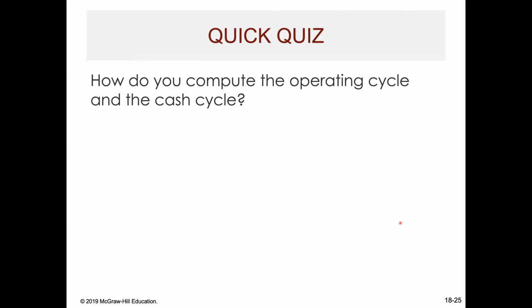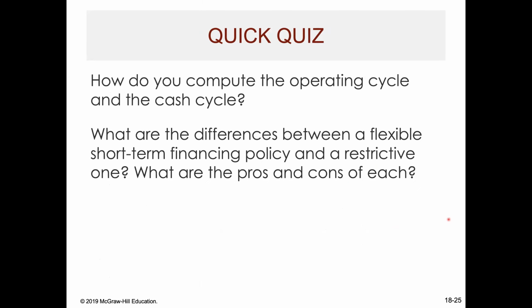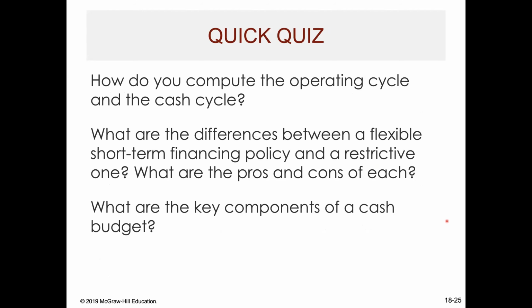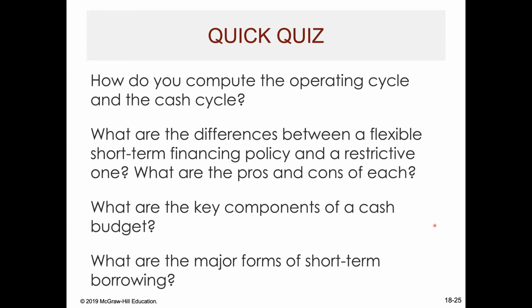I'd like you to, on your own, go through the quick quiz. First question, how do you compute the operating cycle and the cash cycle? Second, what are the differences between a flexible short-term financing policy and a restrictive one? What are the pros and cons of each? What are the key components of a cash budget? And what are the major forms of short-term borrowing?